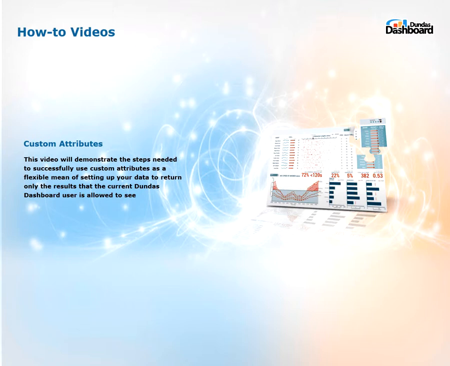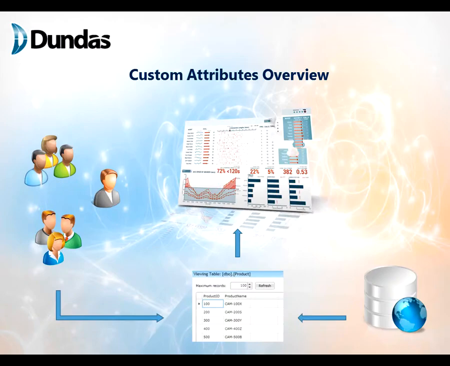This video is on how to implement custom attributes. It will demonstrate the steps needed to successfully use custom attributes as a flexible means of setting up your data to return only the results that the current dashboard user is allowed to see. A custom attribute is simply a name-value string pair that lets us associate information with a user or security group. So to better understand this concept, let's use an example.